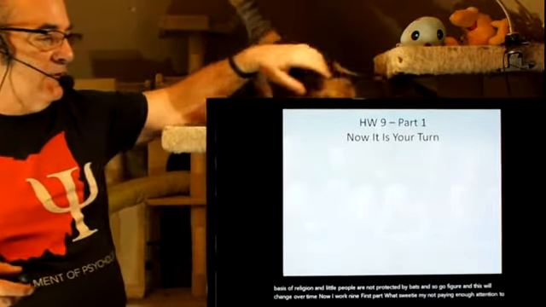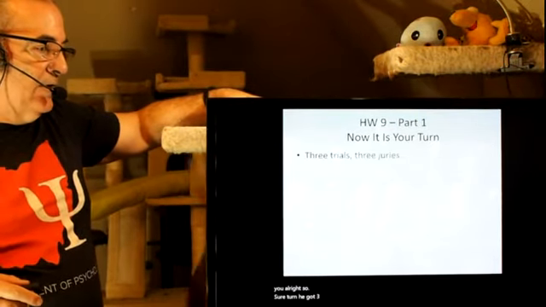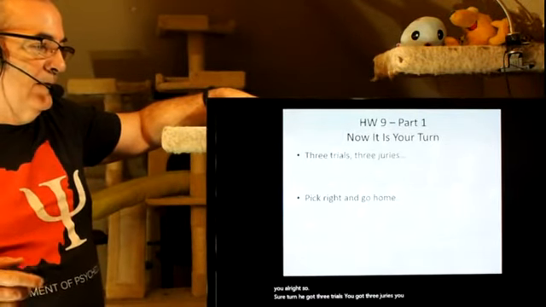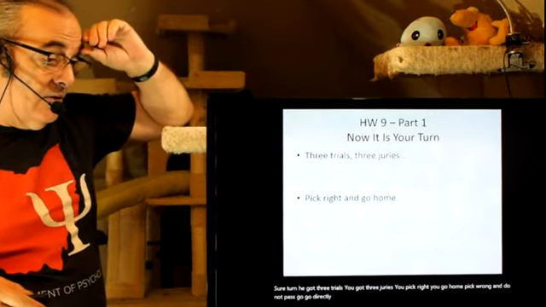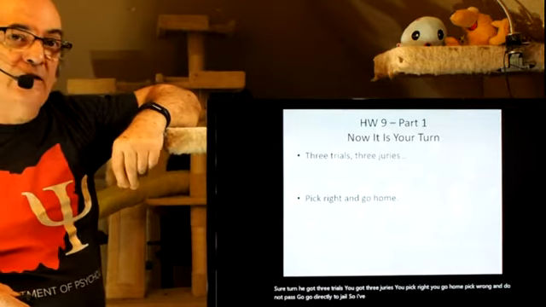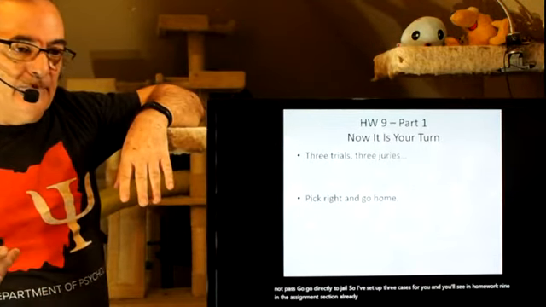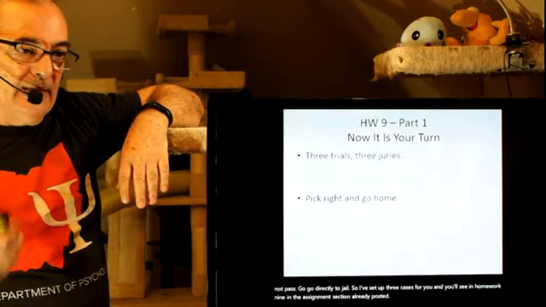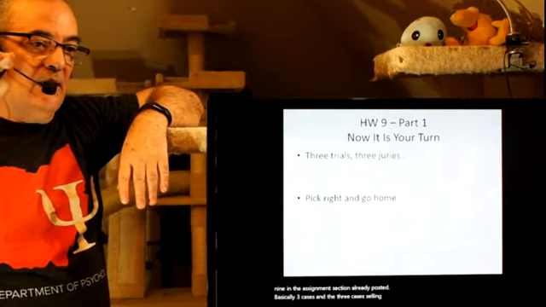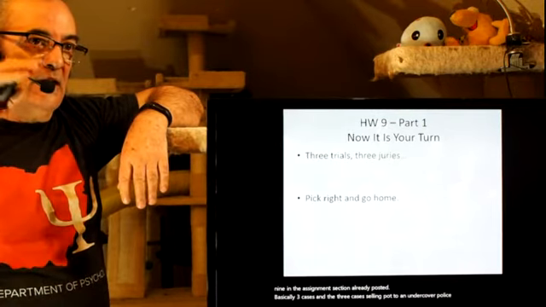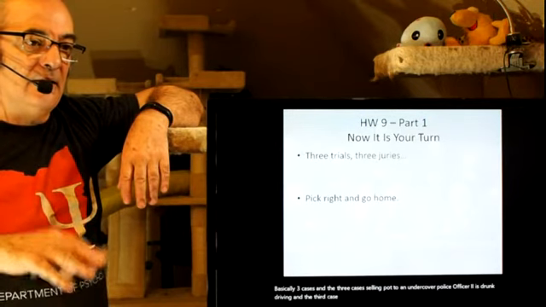All right, so it's your turn. You got 3 trials, you got 3 juries. You pick right, you go home. Pick wrong, and do not pass go, directly to jail. So I've set up 3 cases for you, and you'll see it in homework 9 in the assignment section, already posted. Basically 3 cases: selling pot to an undercover police officer, drunk driving, and mercy killing.